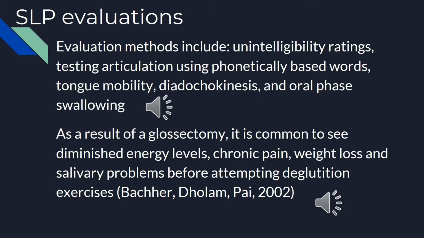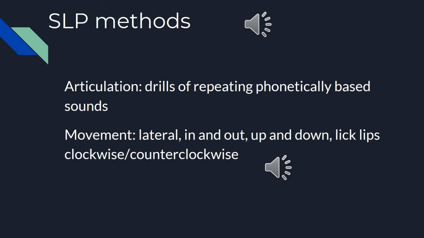As a result of a glossectomy, both total and partial, it is common to see some problems in our patients: diminished energy levels, chronic pain, weight loss, and salivary problems. These all occur because the tongue is not able to do what it used to be able to do. Deglutition exercises can help these areas improve. Two types of speech-language pathology methods include articulation and movement.